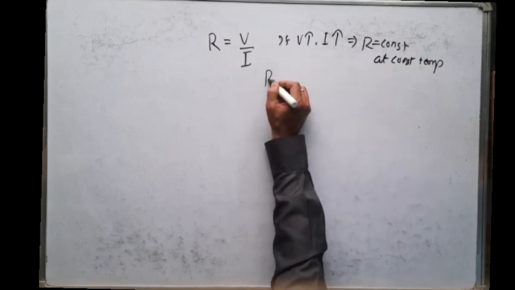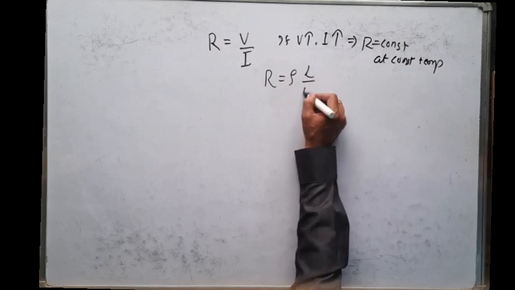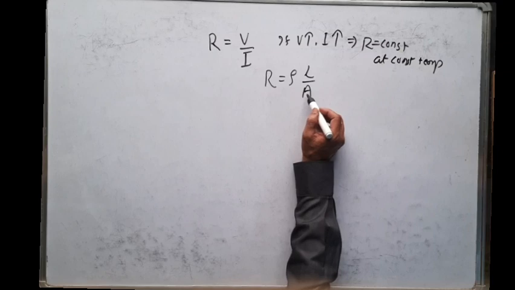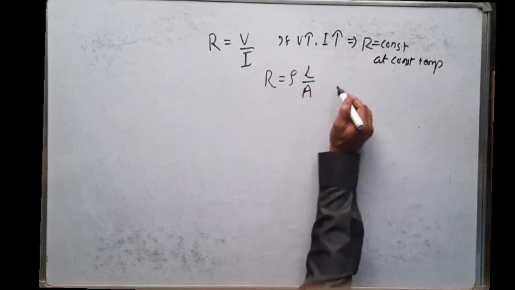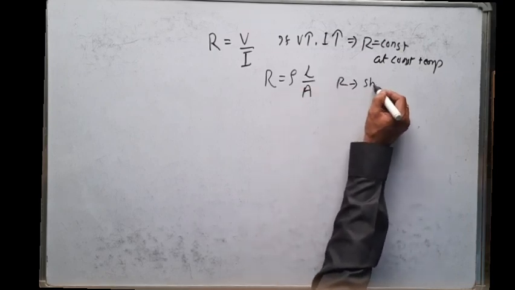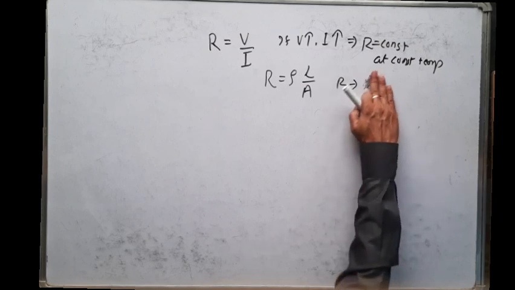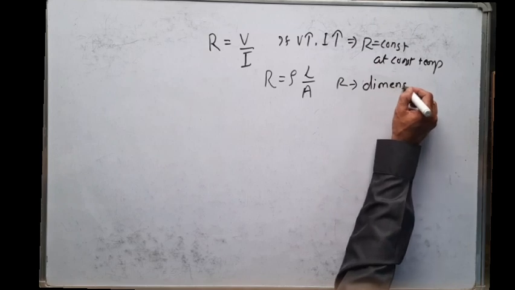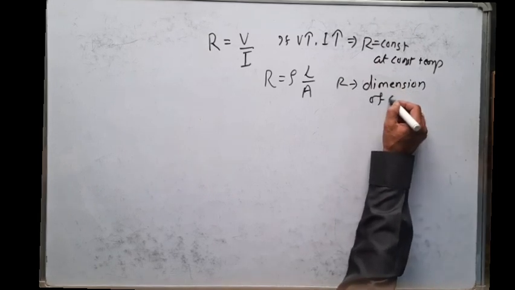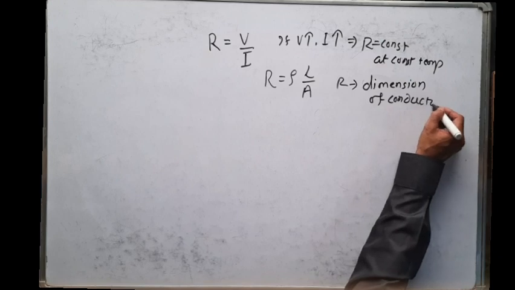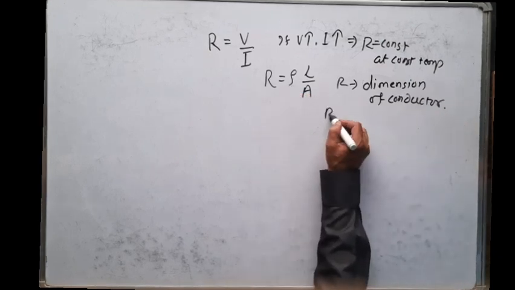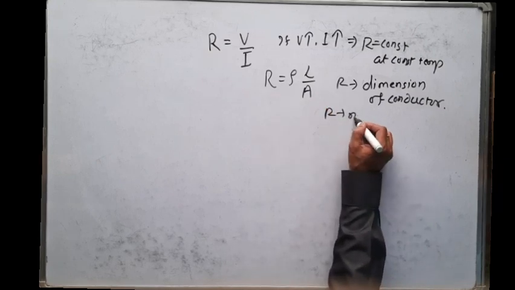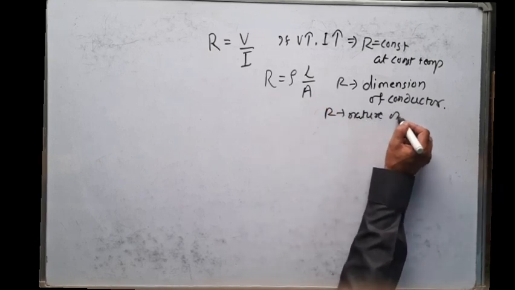But we know resistance is equal to rho L by A. So resistance depends upon the length of the conductor and the area of cross section of the conductor. So resistance depends upon the dimension of the conductor. We can say shape or size, or geometry of the conductor. And also resistance depends upon what? Rho. Rho is called specific resistance. It depends upon the nature of the material.